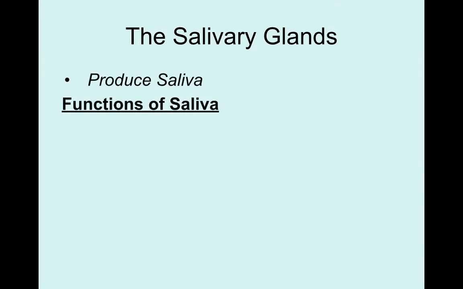Obviously, salivary glands produce saliva. Why do we need saliva? Well, number one, it cleans your mouth. When you have someone who is taking chemotherapy, it affects their epithelial tissues. It affects any tissues, any cells that divide quite frequently, because that's what cancer is. It's cells that divide very frequently.